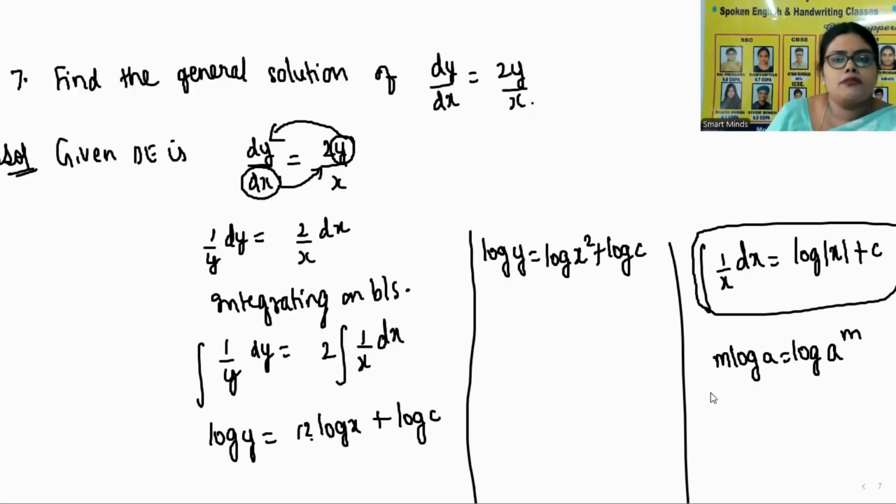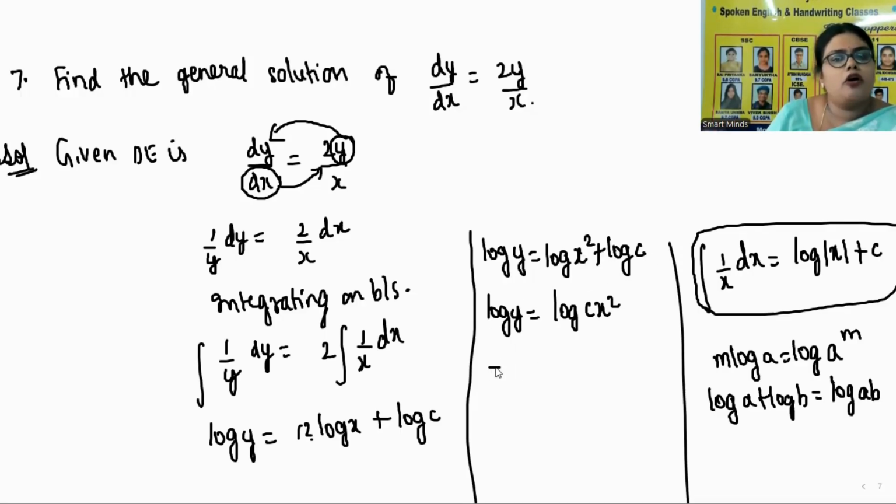Now from logarithms we know that log a plus log b is log ab. So log y is equal to log cx square. We can multiply these two. Now if we remove log and log, we will get y is equal to cx square. This is the general solution.